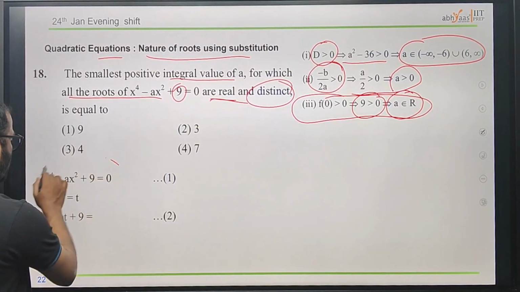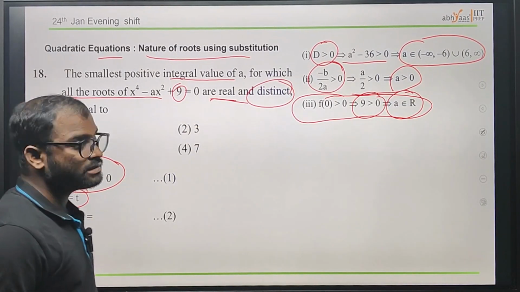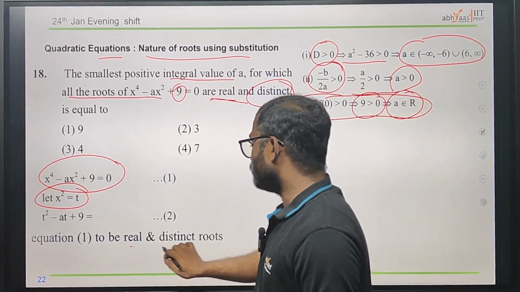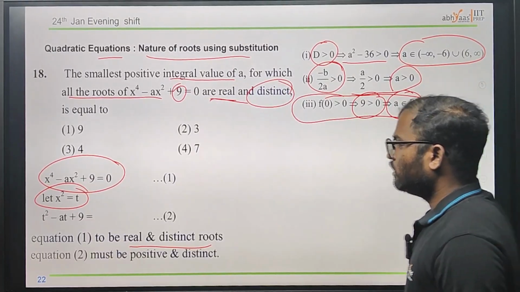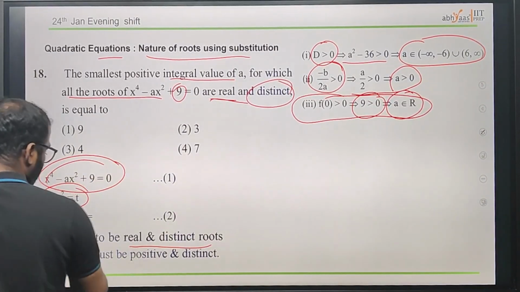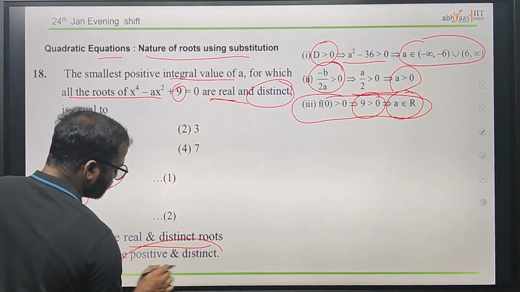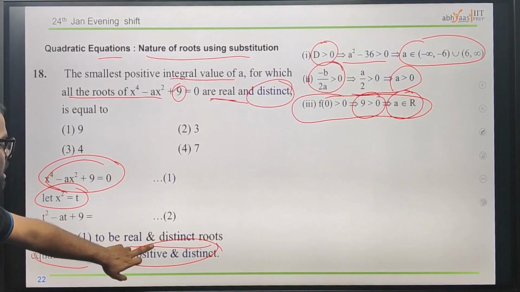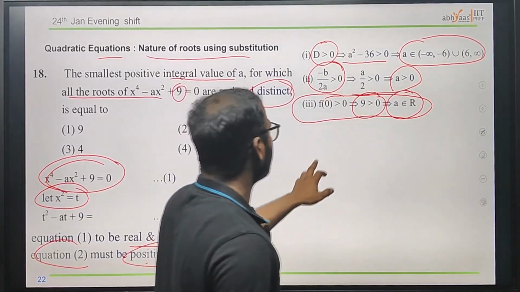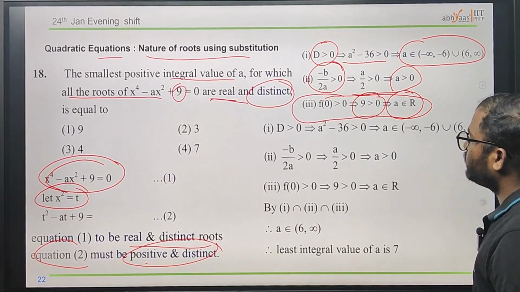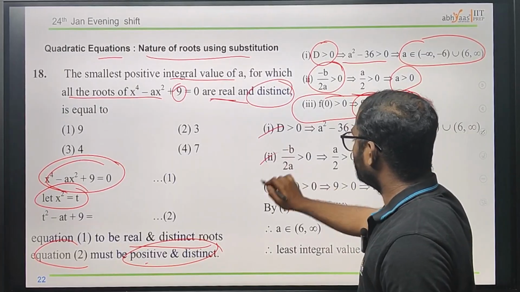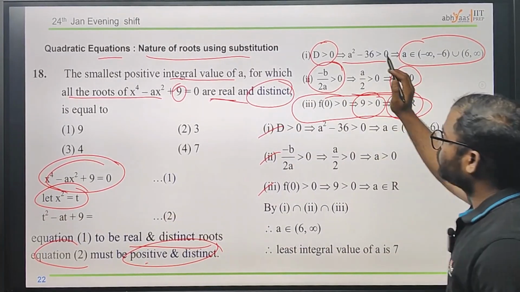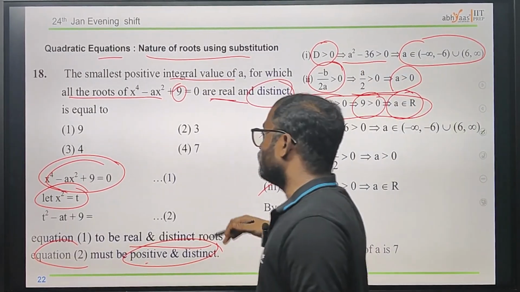integers. No, just check, take x square as t, then what we have is that equation 1 has to be real and distinct, and equation 2 must be positive and distinct. For that reason, firstly you have to find the real and distinct, and next you can find the positive and distinct. Firstly you have to check and make it like x square equal to t. For that reason I just took the first here. You need to understand what is happening in the question.